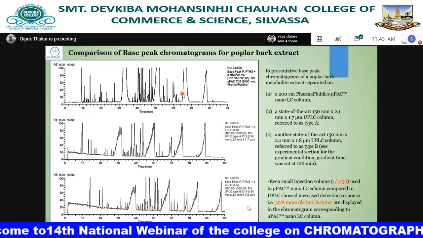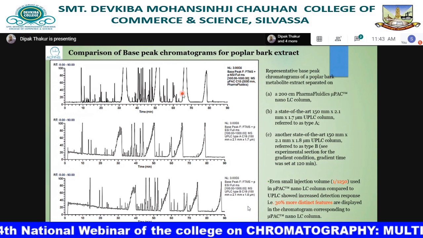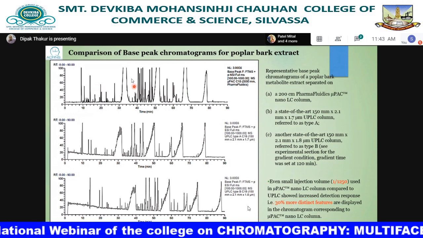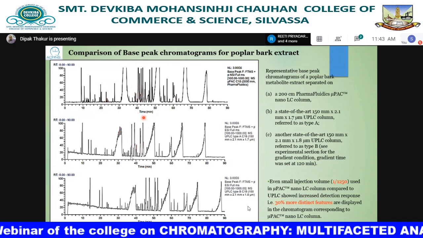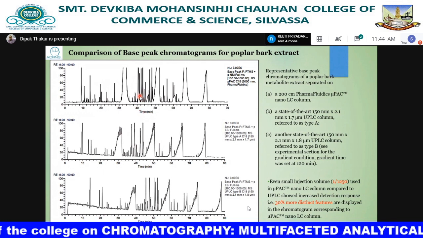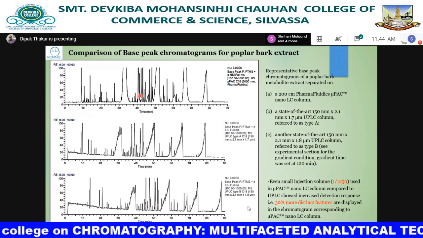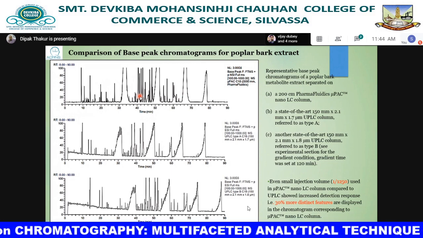What I'm trying to show you here is, even with the 1,000 times lower injection volume, here it is 4 nanoliters, here it is 4 microliters, 1,000 times less amount of sample, and still you get 30% more distinct features. What do I mean by distinct features?